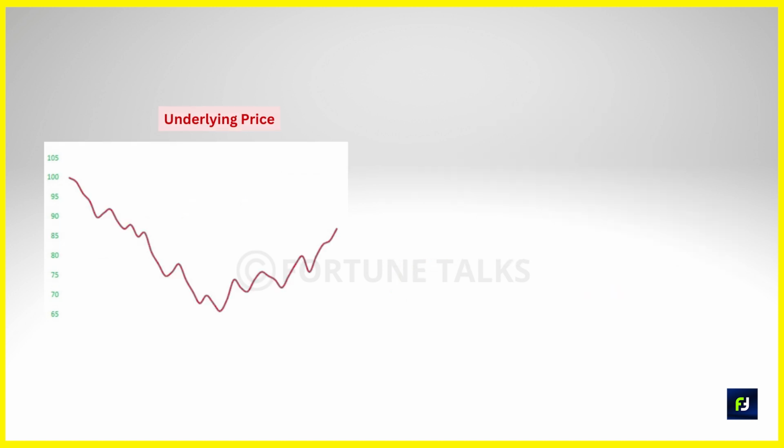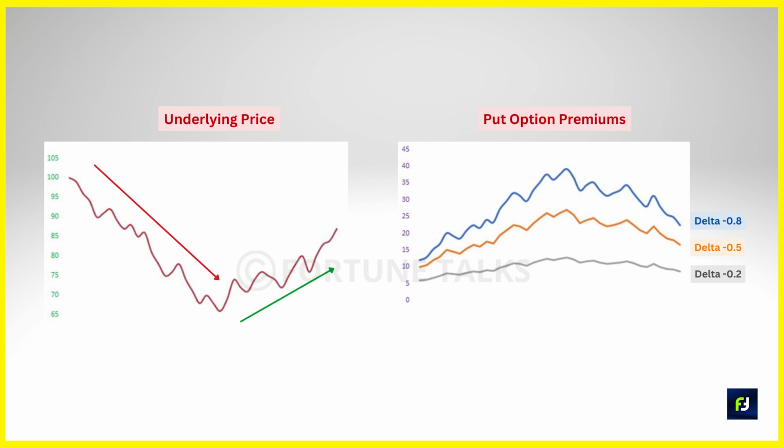Now look at the second case where the underlying was on a down move and after a point it reversed higher. For this case, we will consider only put strikes. And as you can notice, the put option that has a delta of minus 0.8 is much more responsive to changes in the price of the underlying. It moved almost similar to the underlying.